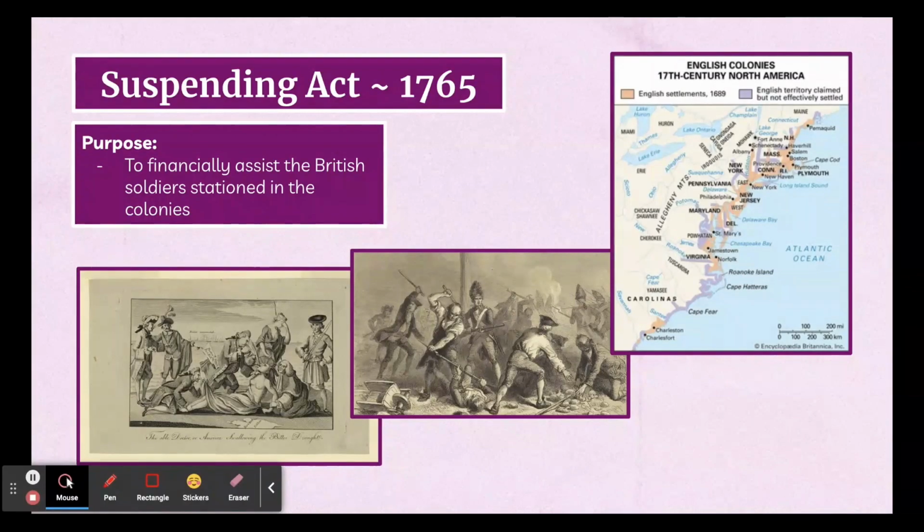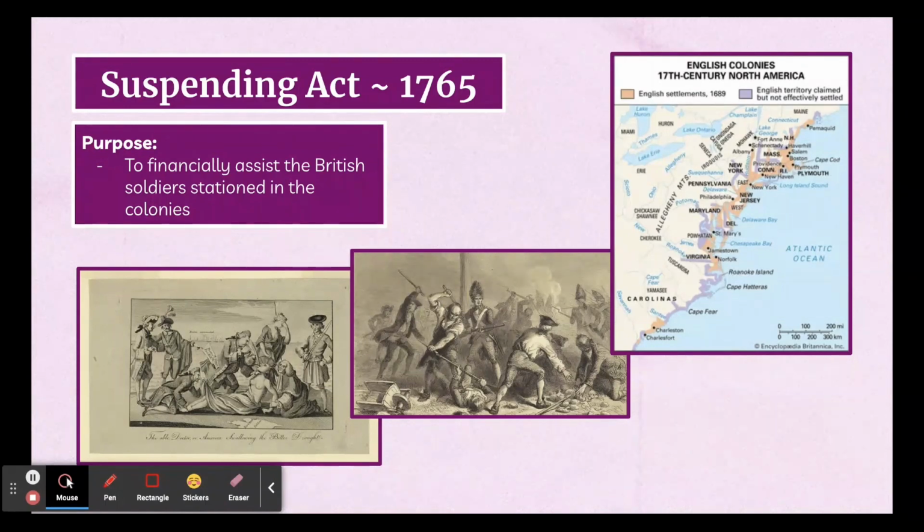So first, the Suspending Act was 1765, and the purpose was to financially assist the British soldiers stationed in the colonies. The Suspending Act prohibited the New York Assembly from conducting any business until it complied with the financial requirements of the Quartering Act, which was of 1765 too. And it was for the expenses of the British troops that were stationed there.